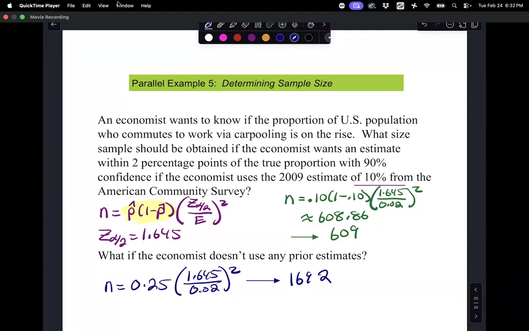You used the 0.5 and you got the same thing? Good. Use the 0.5 and 1 minus 0.5. Yeah, good.